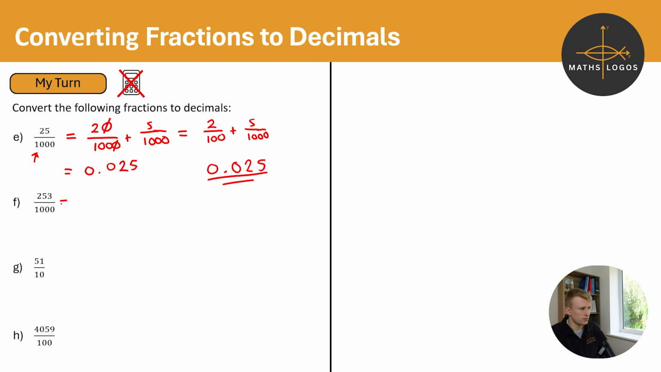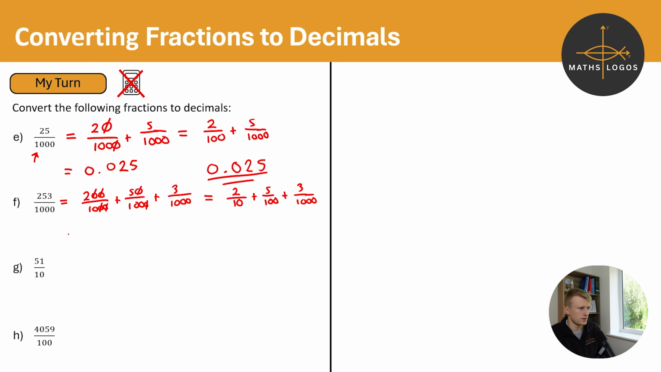Next example, I'll show you in full, 253 over 1,000. So we could say that that is 200 thousandths and 50 thousandths and 3 thousandths. And like before, we could then simplify each of these fractions in turn. The 200 thousandths I could divide through by 100 on the numerator and denominator. That would leave me with 2/10. The 50 over 1,000 I could divide through by 10 on the numerator and denominator, giving me 5 hundredths. And the 3 thousandths I'll leave as it is. So after our simplification, we're left with 2/10, 5 hundredths, and 3 thousandths.